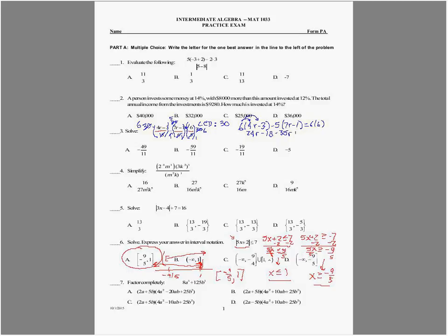Negative 5 times negative 1 is positive 5. And this is the 6 times 6, 36. We've done all of the distribution. We can combine our like terms. Let me change color here. So our like terms, we have r here and an r here. When we combine them, 24 minus 35 is negative 11r. And when we combine the terms, our negative 18 and our positive 5, then we get negative 13.